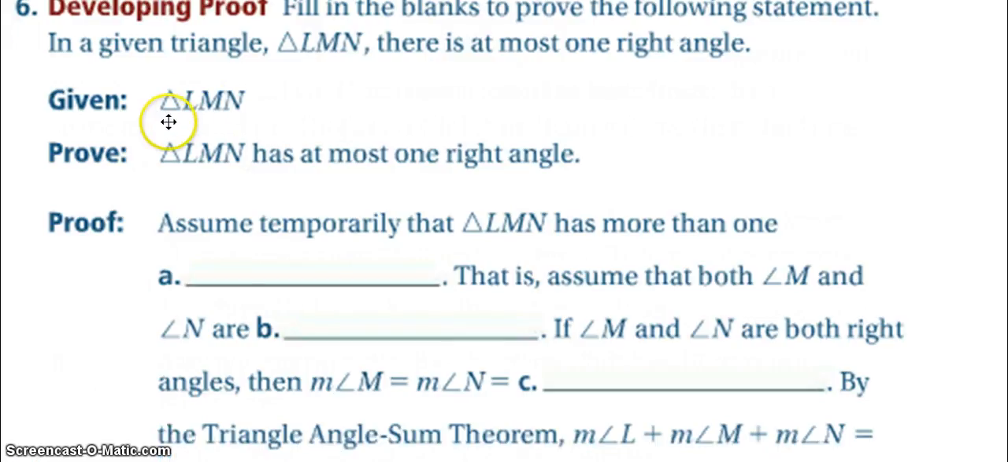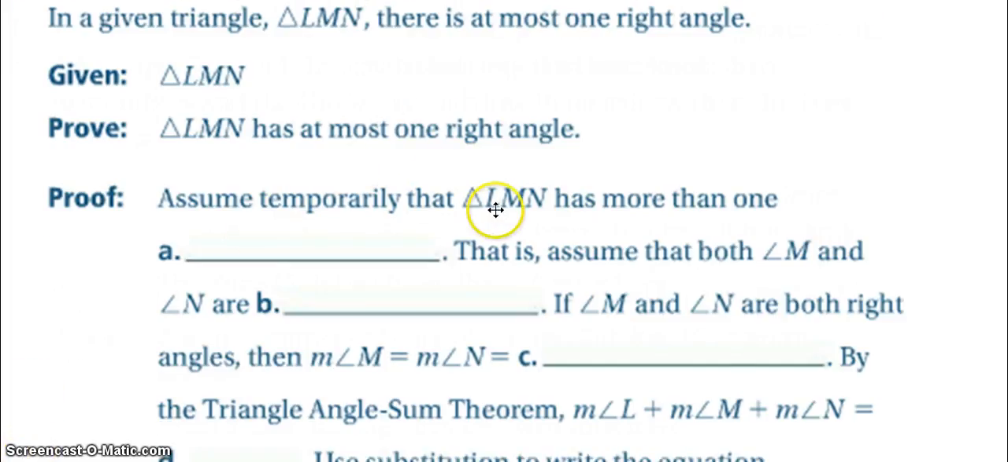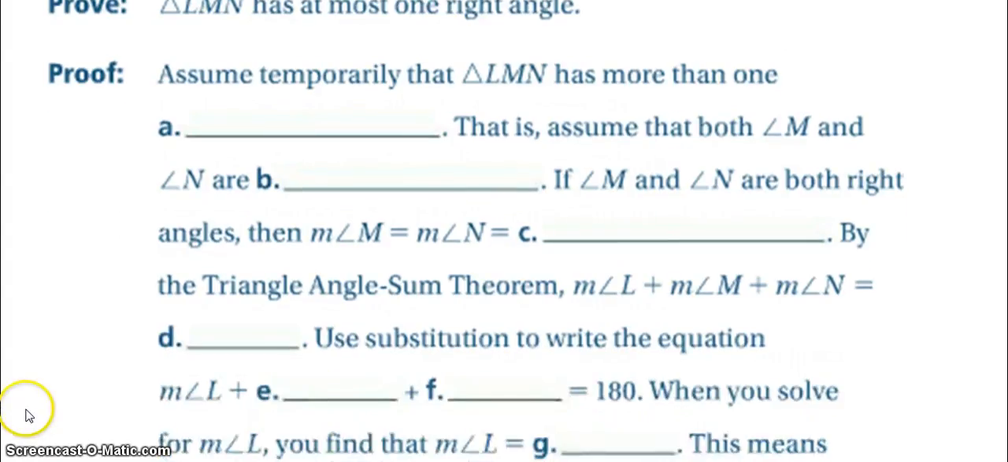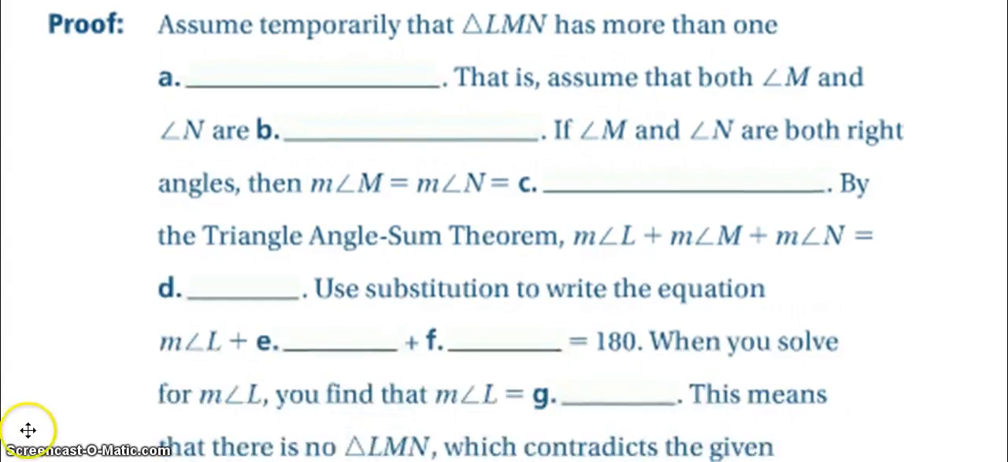Our given is that we have a triangle LMN. We need to prove that triangle LMN has at most one right angle, because we know if it had 2 right angles, it would not be a triangle. So we assume temporarily the negation of my prove statement. So the negation of that would be that triangle LMN has more than one right angle. Go ahead, pause, and fill in the rest of everything. Come back when you're ready for all of the answers.